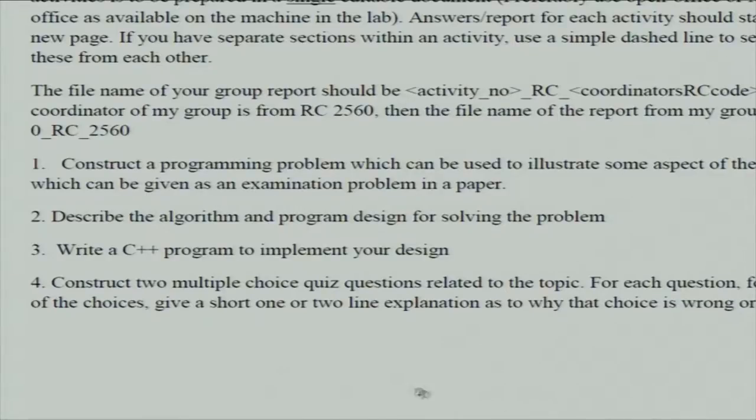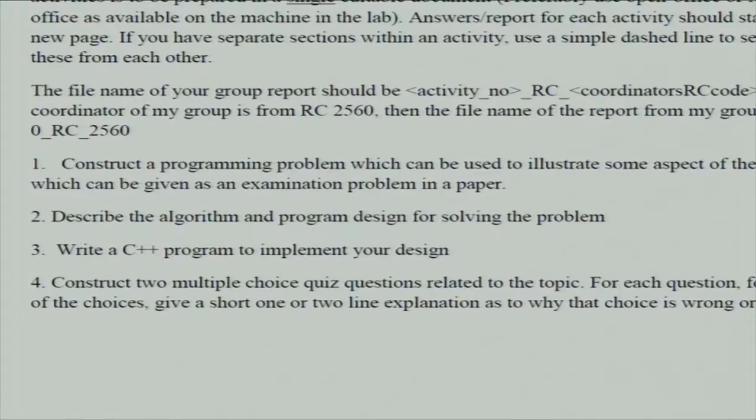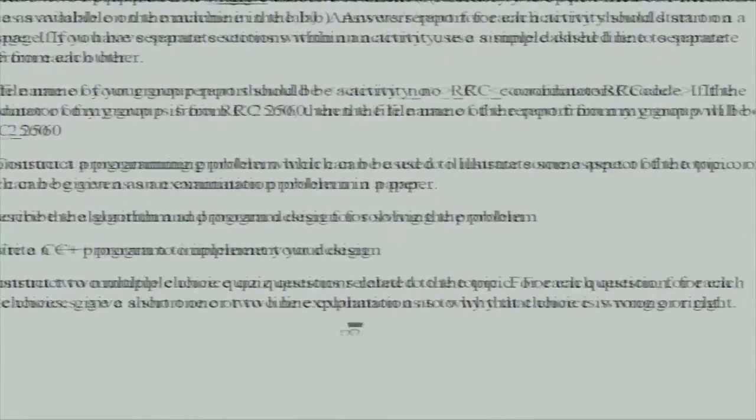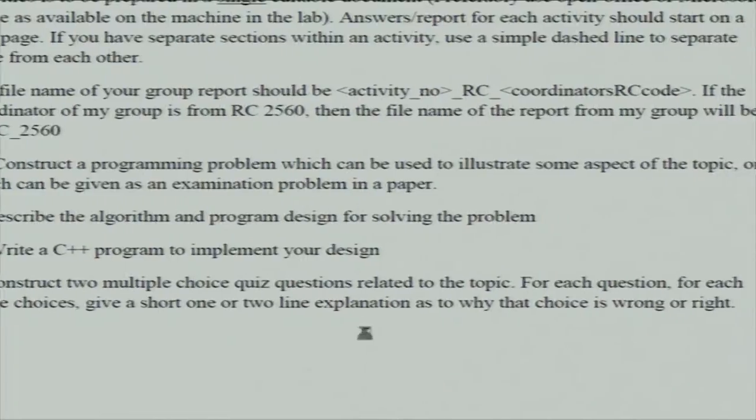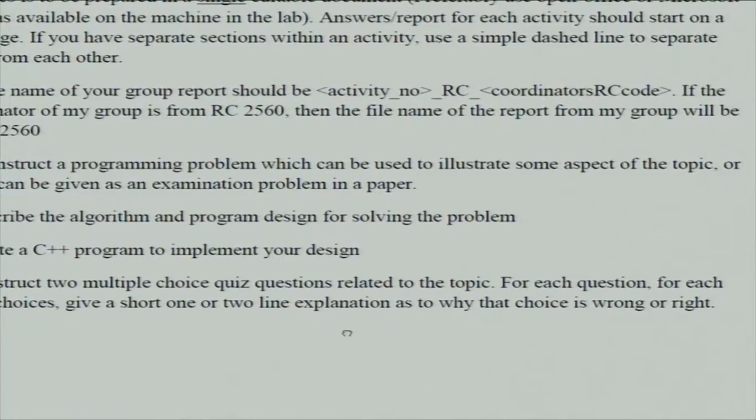The last activity is that you have to construct two multiple choice quiz questions related to the topic. They need not be related to the program that you are writing. They could be generic questions looking at some other aspect. You first write the question, and for each of the choices, give a short one or two line explanation as to why that choice is right or wrong. This we discussed briefly in the morning. These are the four activities. These are not very difficult activities.